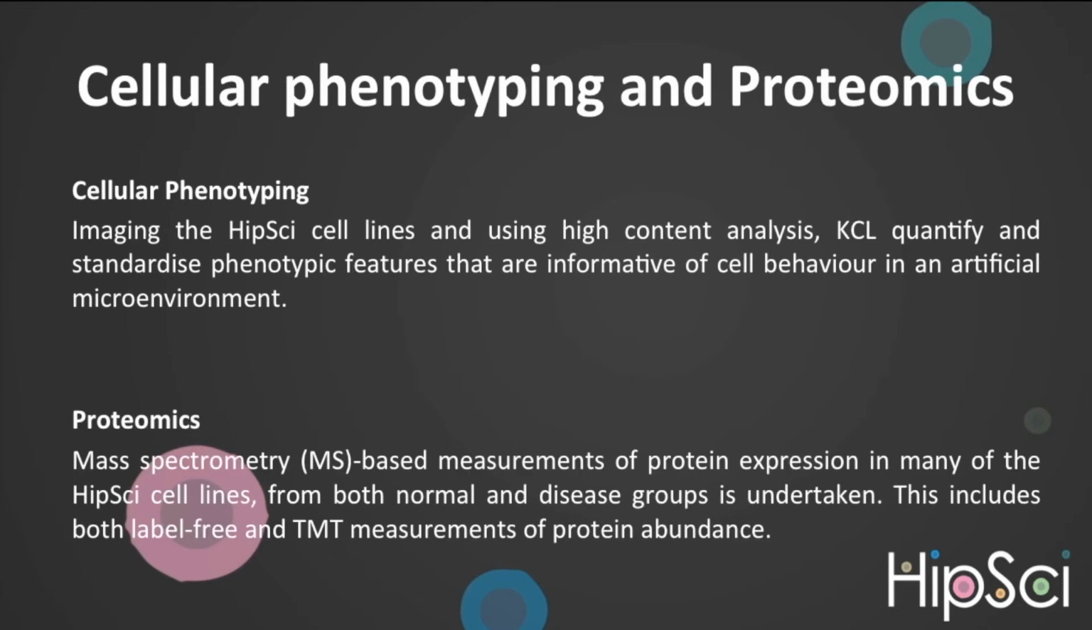HipSci's proteomics data is generated at the University of Dundee. Mass spectrometry is used to assay the proteome of the HipSci iPS cell lines. We undertake mass spectrometry-based measurements of protein expression in many of the HipSci cell lines from both normal and disease groups. This includes both label-free and TMT measurements of protein abundance.